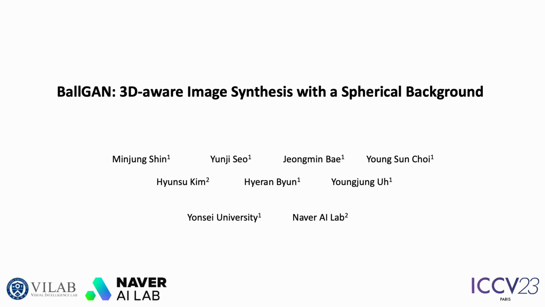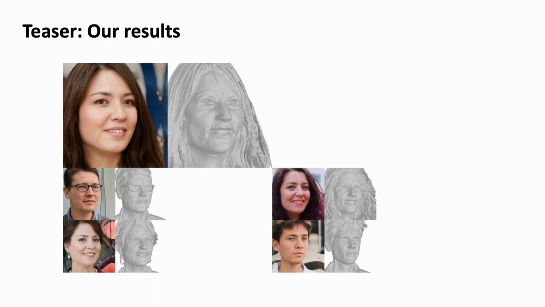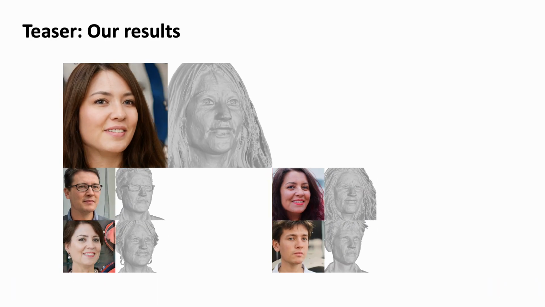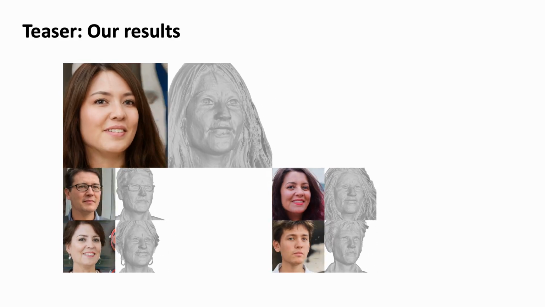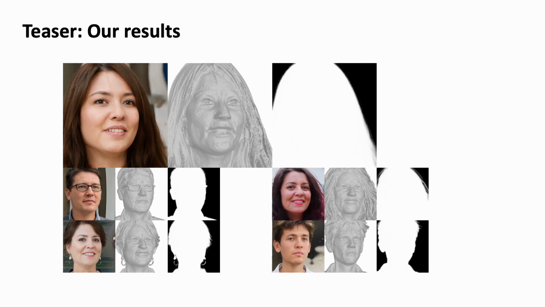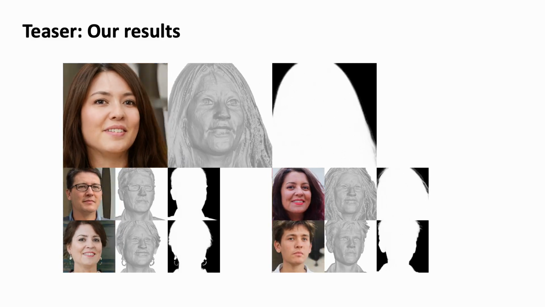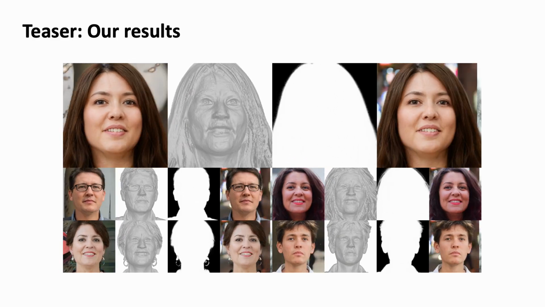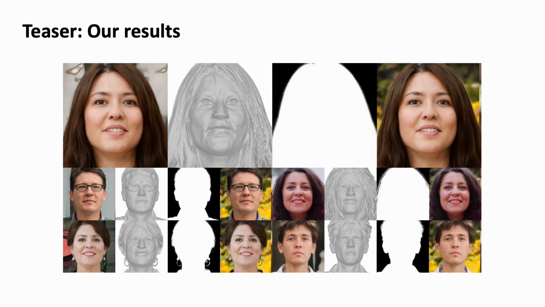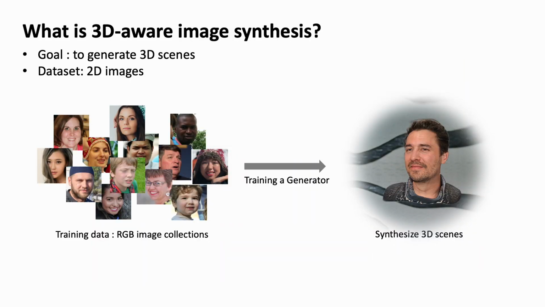Hi, this is BallGAN: 3D-aware image synthesis with a spherical background. Here are some results from BallGAN. Our model can generate multiple consistent images and extract foreground meshes. Additionally, it can generate multiple consistent foreground masks that capture details such as hair or thin hoop earring. This mask can be used to composite the foreground onto any background.